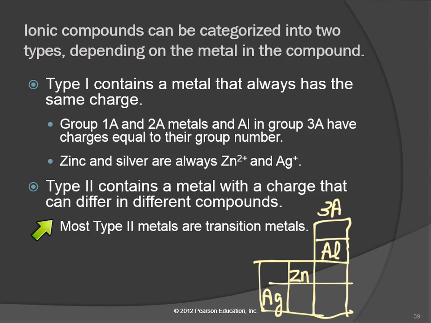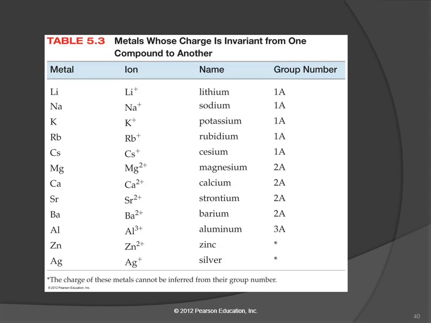The other type of ionic compound your book calls type 2, those are ionic compounds that contain any other metal. Those can make different kinds of ions, and so we're going to end up using Roman numerals for those guys. So here's a list from your book of the metals that only form one ion. And so we've got the group 1A, 2A, 3A, zinc, and silver.